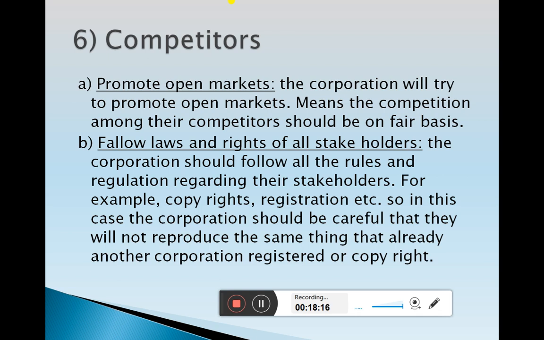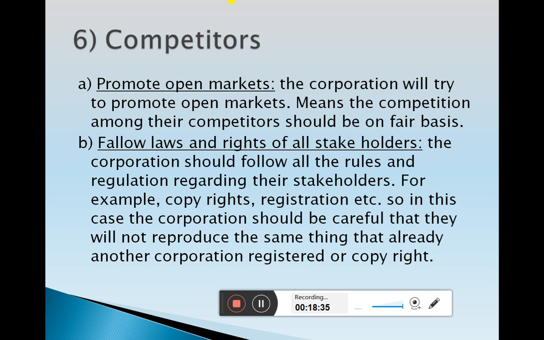The same applies to iPhone and Samsung. For example, Samsung copies the camera of the iPhone, and they claim against each other. These are competitors, so it is competition, but the competition must be on a fair basis.